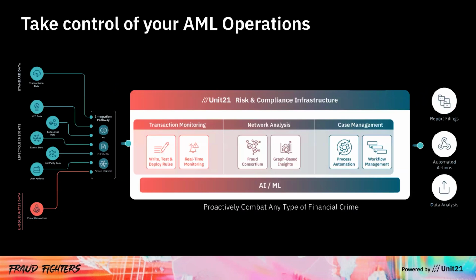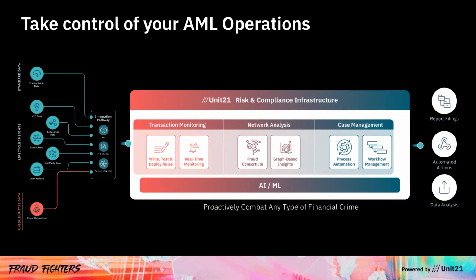Now, how do we do it? We do it with this flexible risk and compliance infrastructure that allows you to ingest all of your data, whether it's your transaction data coming out of your core, coming out of online banking platforms, coming directly out of your own data storage, or data coming from third-party systems like KYC, device data, things like that. You can also pull in data from Unit21's fraud consortium and use all of that in writing, testing, iterating on a monitoring program that you have total control over.